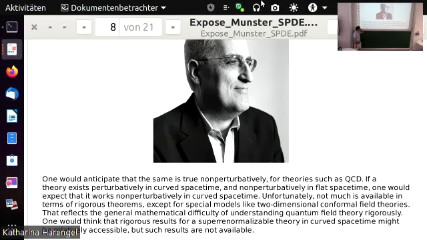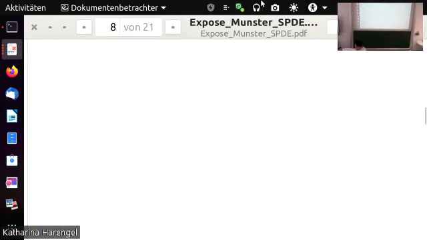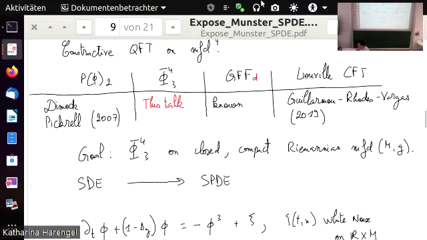One would think that rigorous results for a super renormalizable theory in curved spacetime might be relatively accessible, but such results are not available. So this was in 2021. When I read this, I looked for the literature and tried to find what models were really constructed on manifolds, constructive QFT. I found the P(phi)_2 measure, some results by Dimock, and a recent result, recent for me, by Pickrell in 2007.